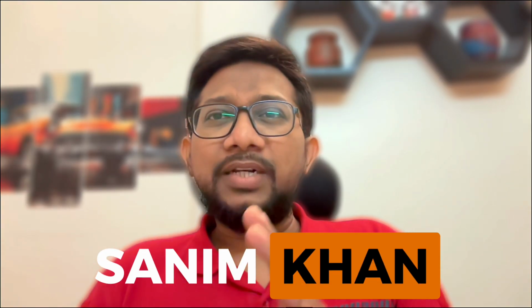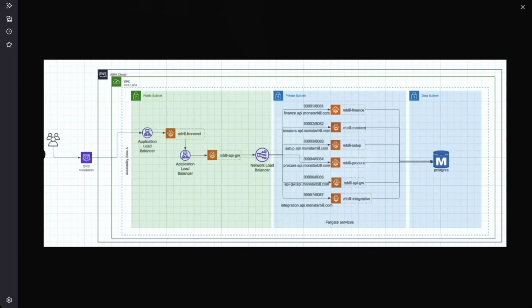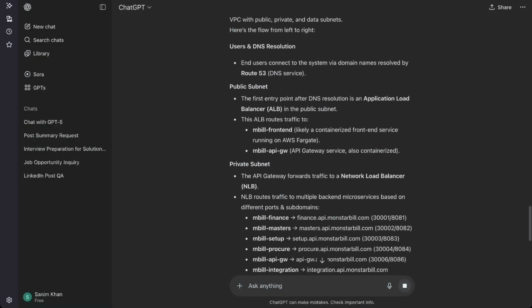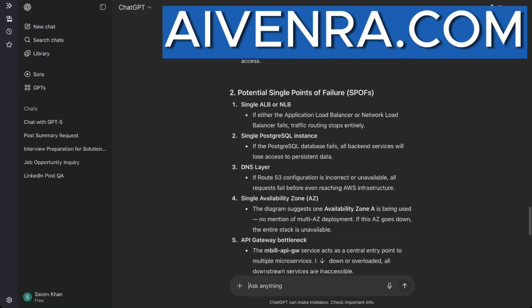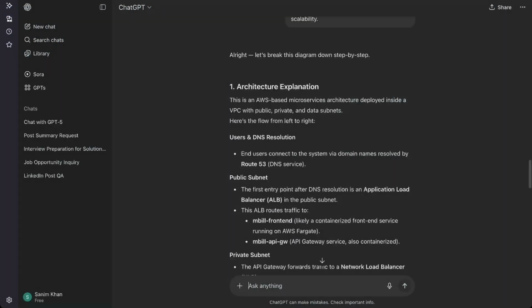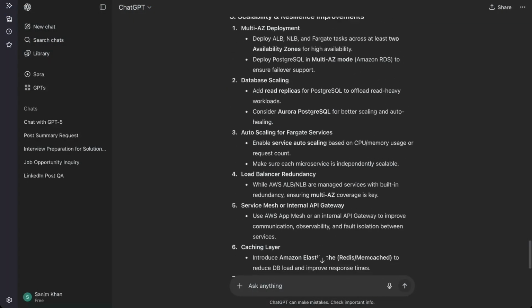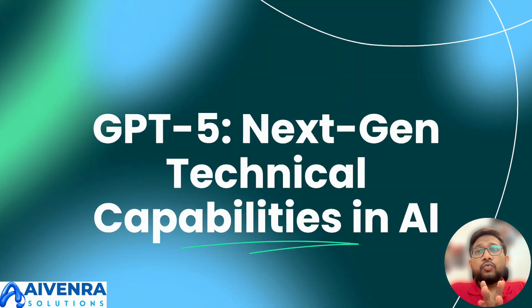Now before we dive in, I want to be completely transparent with you. I am going to test GPT-5 across 6 different areas and I will show you exactly what I input and what I get back. No cherry picking, no editing out of the failures. You will see everything as it happens. First, let me quickly show you what we are going to cover today.